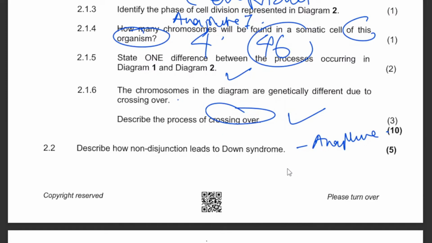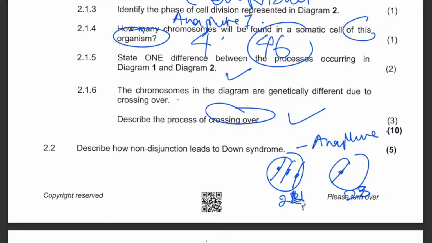The chromosomes fail to separate, meaning that one cell has an extra chromosome. It's going to have 3 instead of 2. Another one is going to have 1 instead of 2. So one cell has an extra chromosome and another has fewer, meaning one is going to have 24, because it's supposed to be 23, and another is going to have 22.